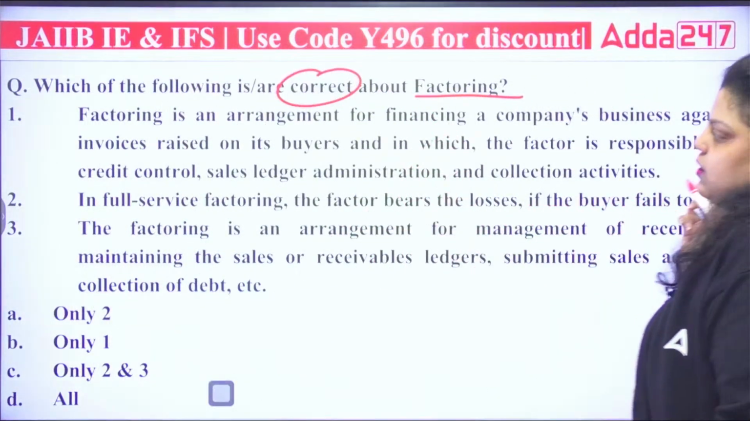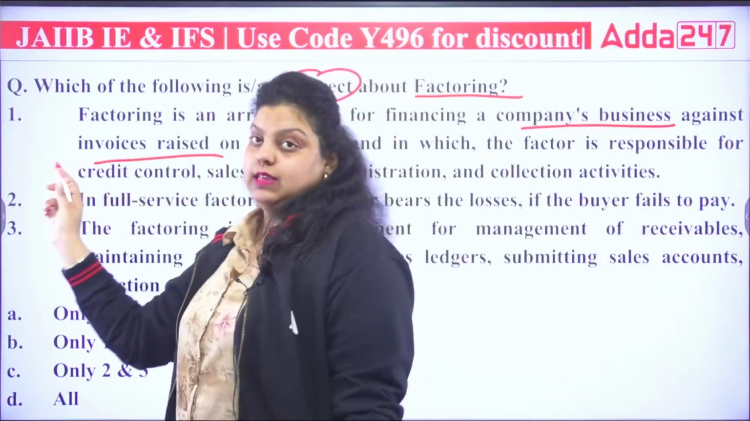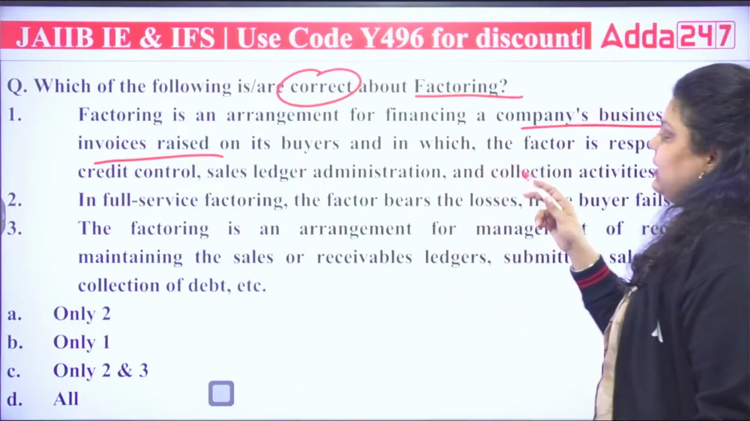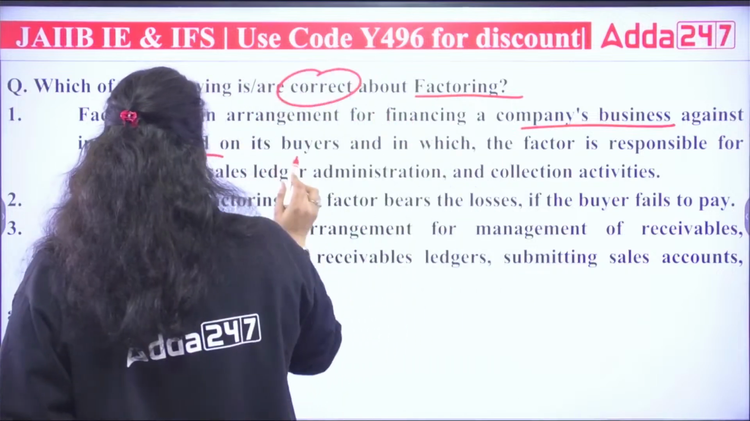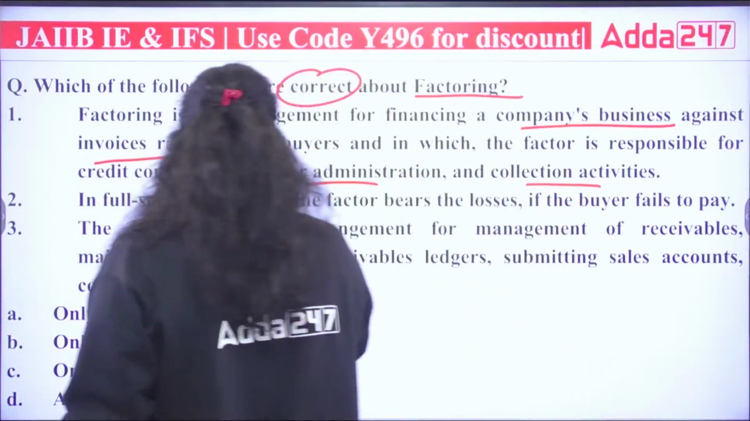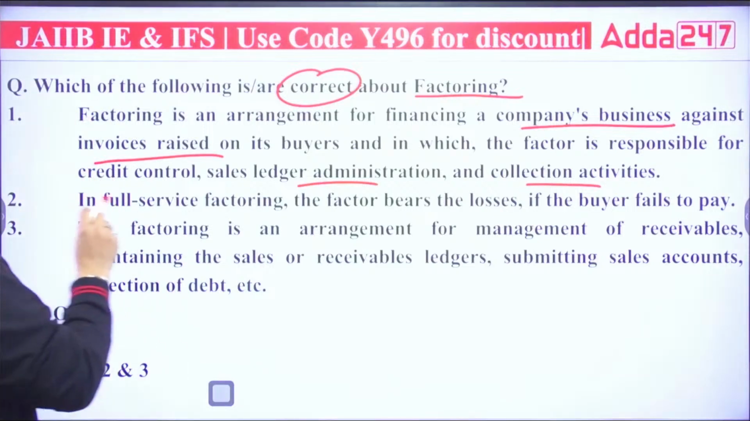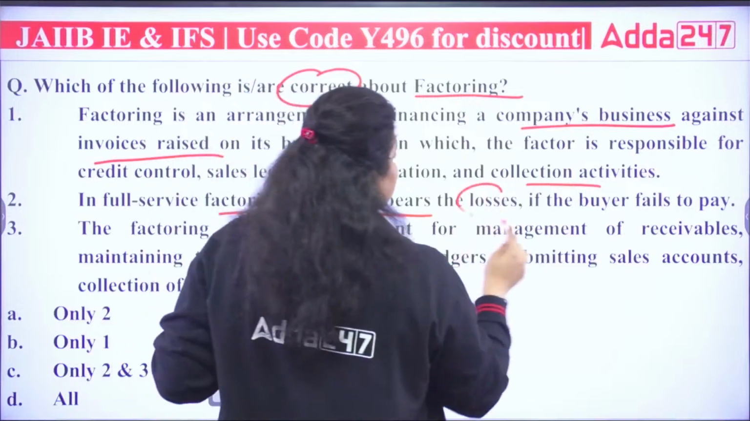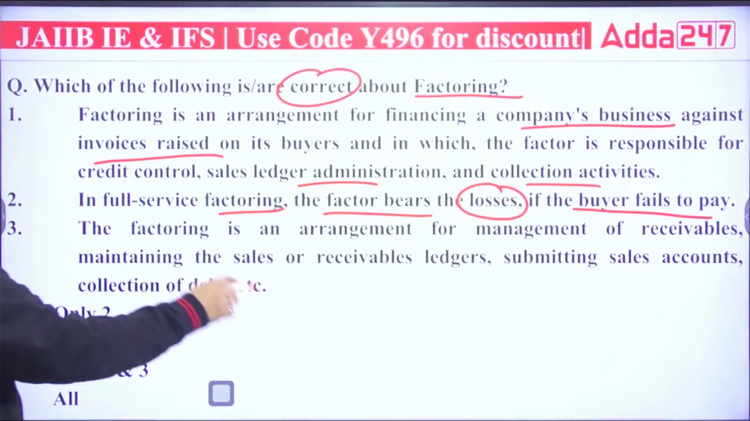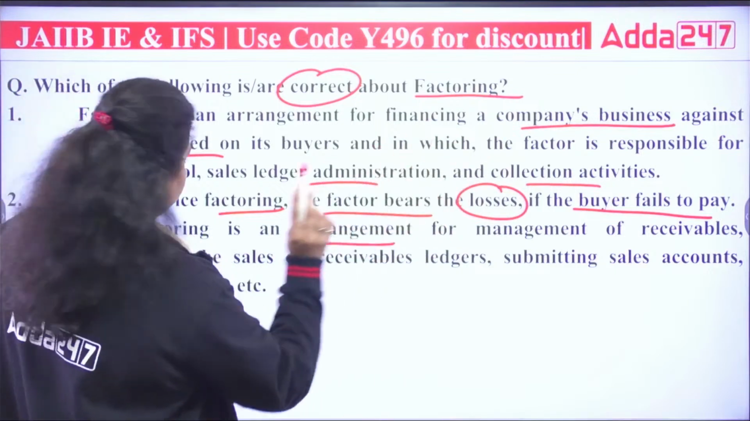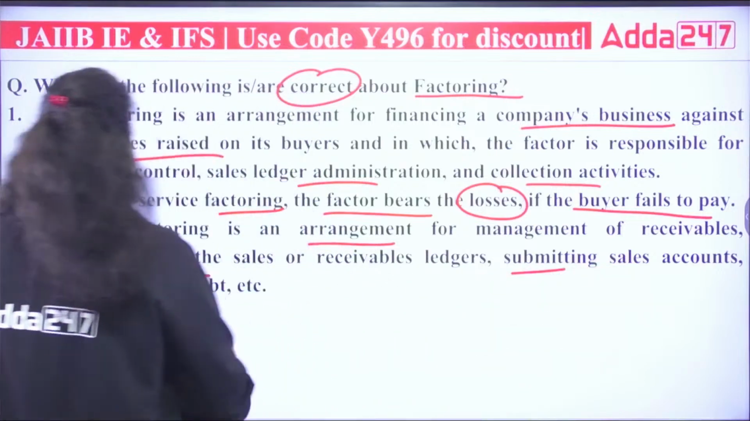First is saying factoring is an arrangement for financing a company's business against invoices raised on its buyers, in which the factor is responsible for credit control, sales ledger administration and collection activities. Okay, that's the first statement. Second is talking about in full service factoring, the factor bears losses if the buyer fails to pay. Okay. The third is saying factoring is an arrangement for management of receivables, maintaining the sales or receivable ledgers, submitting sales accounts, collection of debt.